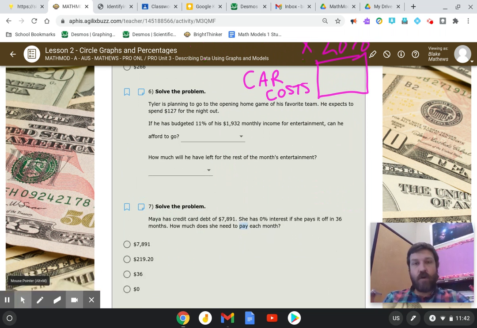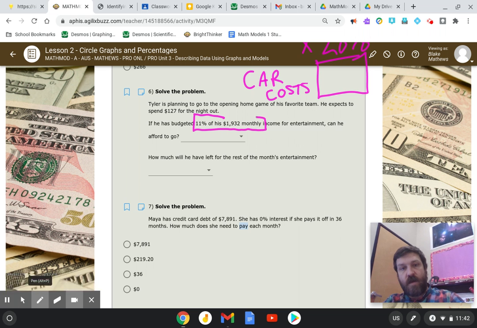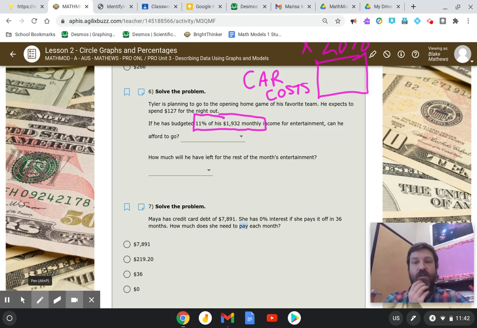Tyler's planning to go out to a home game of his favorite team. He expects to spend $127 for the night. If he's budgeted 11% of $1,932, can he afford to go? So in other words, is this enough money? If I multiply 11% of 1,932, is that more than 127? Then subtract. If so, subtract from 127 and find out how much is left after you spend that 127.